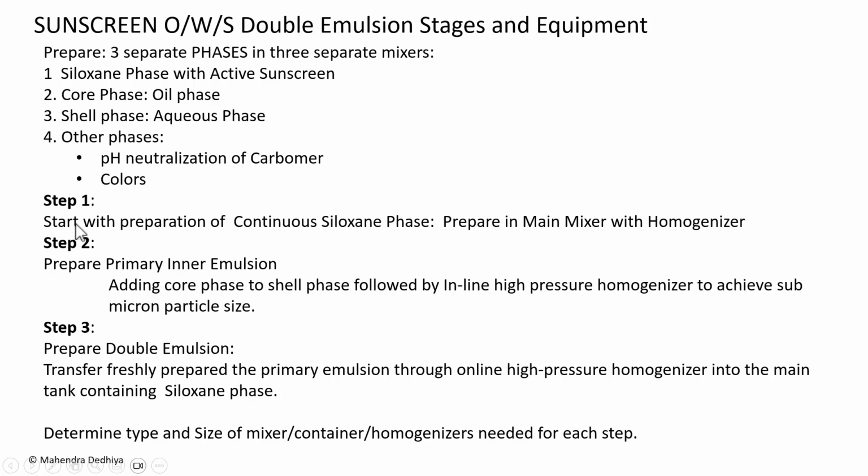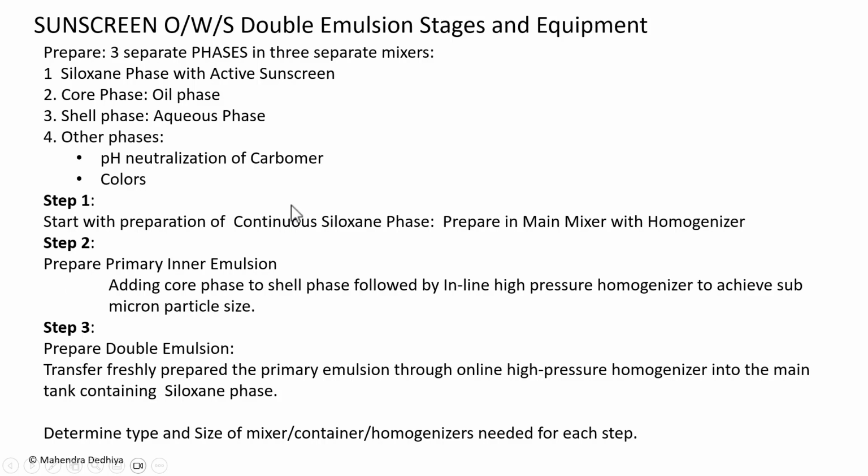In double emulsion, we start with the preparation of the continuous phase in the main mixer with homogenizer. Primary inner emulsion is prepared by adding core phase, in this case oil, into shell water, and is hooked up to a high pressure homogenizer to achieve submicron size. Preparation of double emulsion: primary emulsion freshly prepared directly into the main tank.